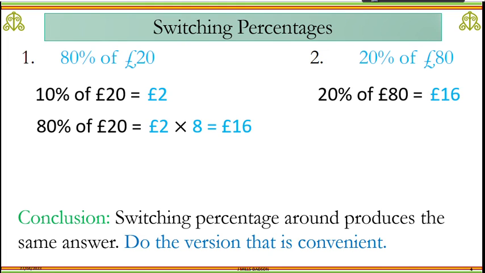So if you're given, say, 5% of 60, and if you know how to do it, that's correct. You do that, great. If you're given, say, 16% of 10, and you find it difficult, you can do 10% of 16. They still produce the same answer. So switch it around and do the one that is convenient to you.